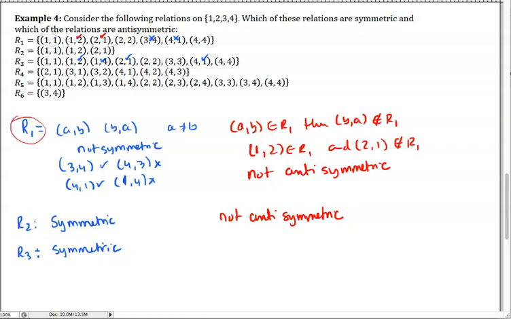Okay, we'll check for anti-symmetry. It's not anti-symmetric because it's containing pairs and its opposite. So this is not anti-symmetric.